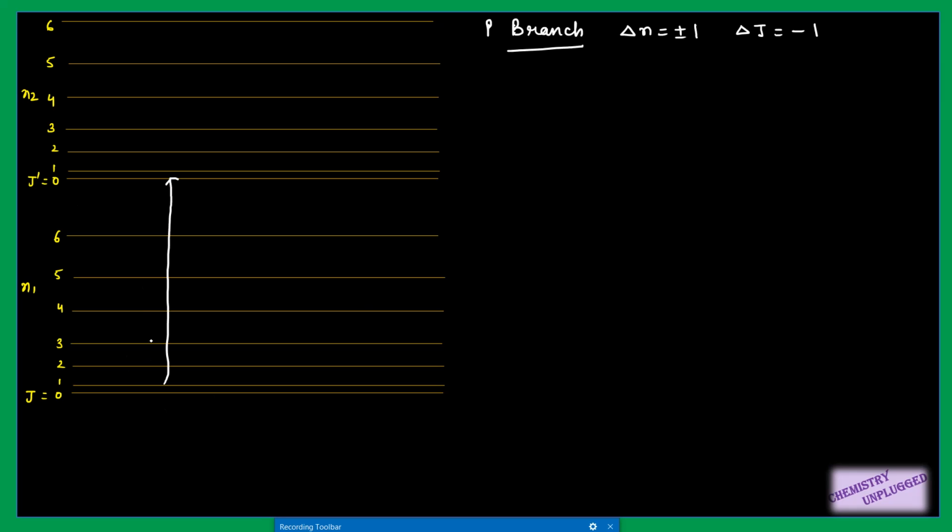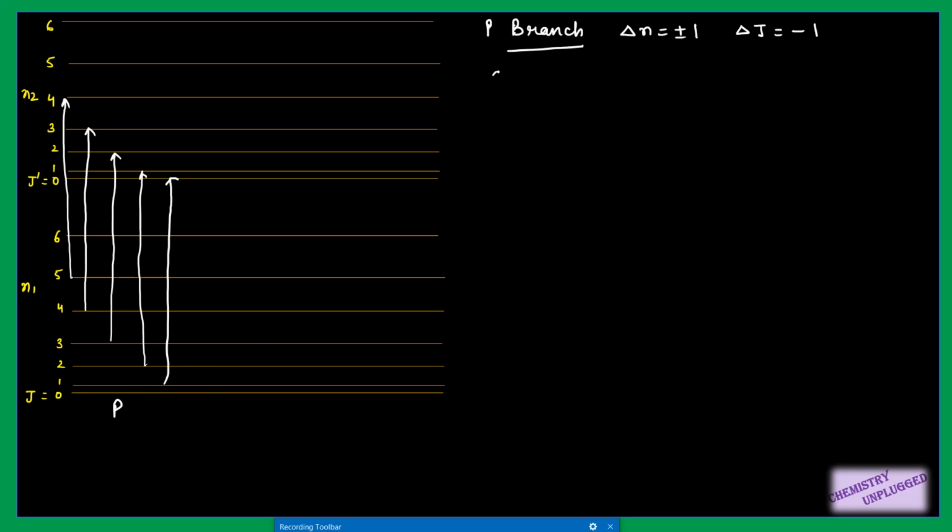So we can have this type of spectrum in several ways. If we are starting from J equals 2, it will go to J equals 1. If we are starting from J equals 3, it will go to J equals 2. From 4, 5 to 4. Right. So these types of branches are called P branch. This spectrum is called P spectrum.